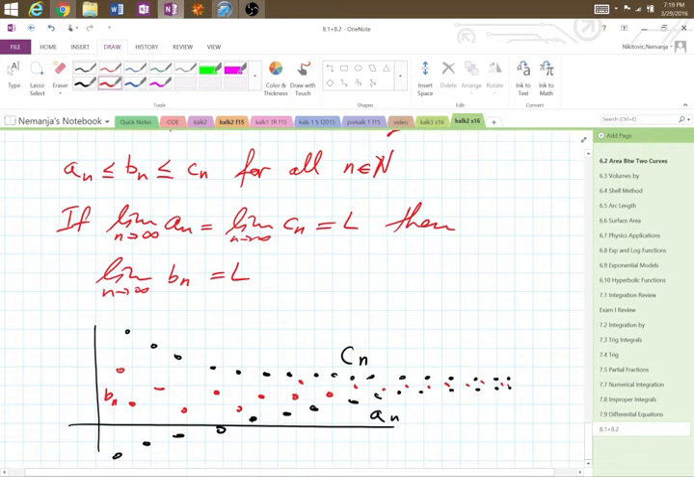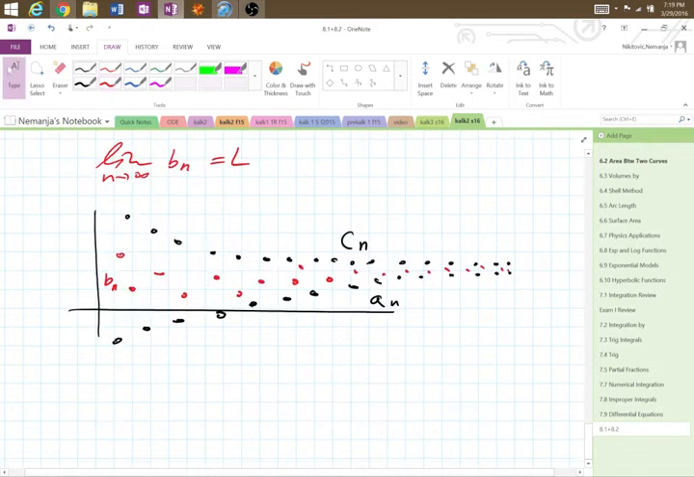So that's that part. A bounded monotonic sequence has to converge. That should be common sense. It's a big theorem as well.